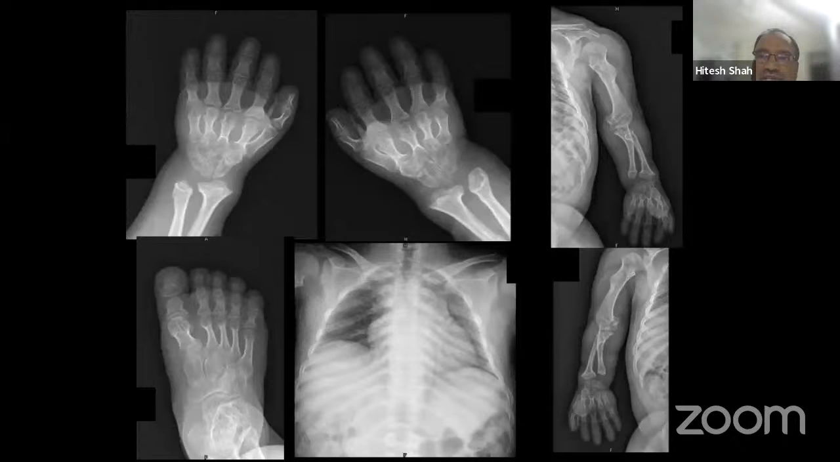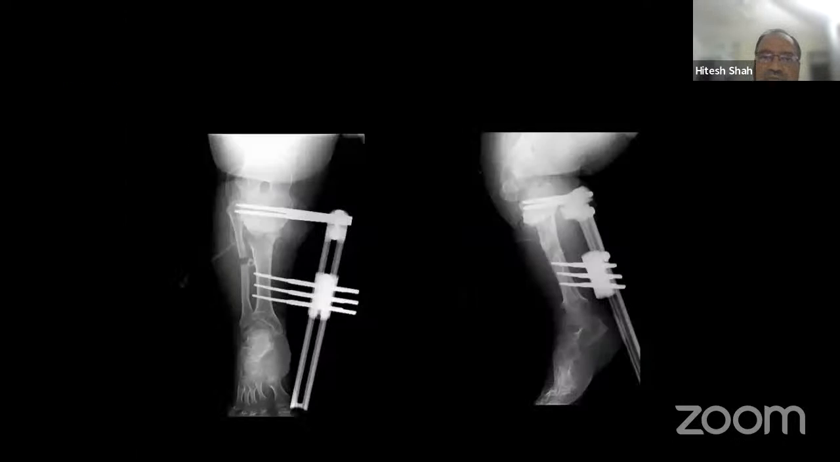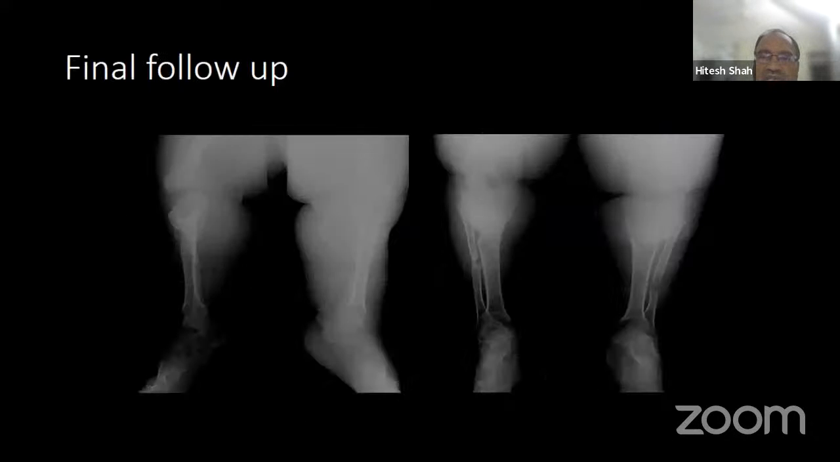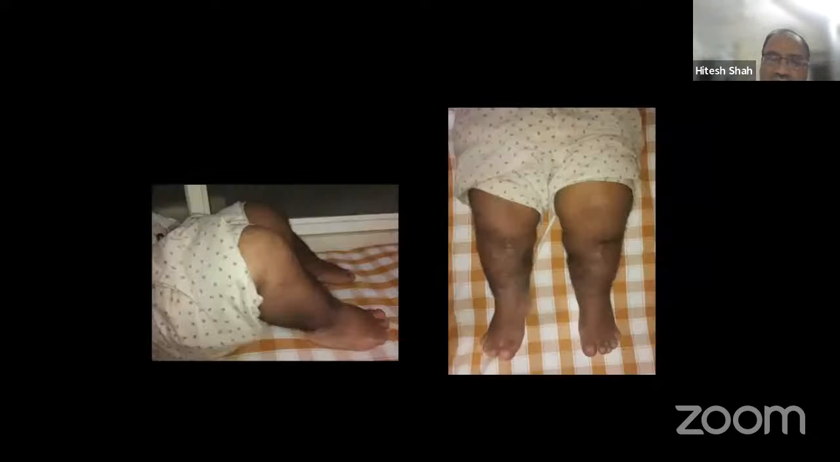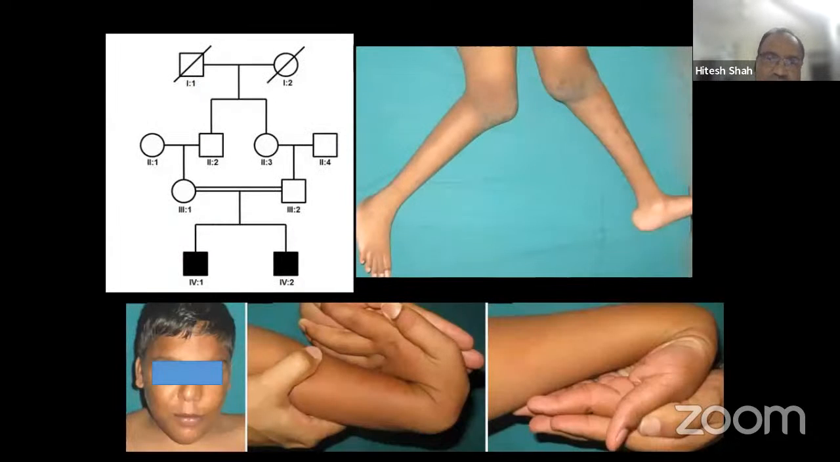If we see the X-ray, it's involving the entire skeleton. It's pseudoachondroplasia, and we planned that. We did sequential surgery, and at the final follow-up, the recurrent deformity got corrected and he is ambulant without any problem.